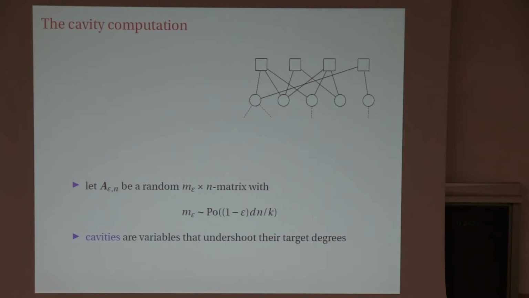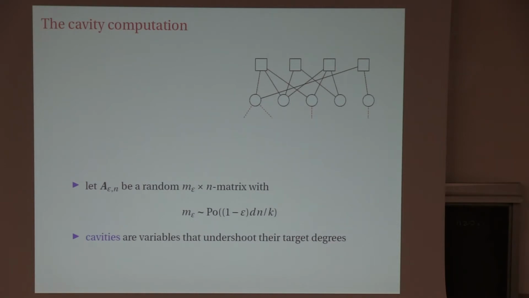As a result, some of the variable nodes are now going to undershoot their desired degree. Originally, I chose degrees for the variable nodes and degrees for the check nodes. Now, I somehow got rid of some of the check nodes randomly. So now some of the variable nodes will suddenly have a degree smaller than the degree they would like to have eventually, smaller than their target degree. And I'm going to call these variables cavities. And these variables that undershoot their target degree are going to be the points where we can manipulate the matrix a little bit.